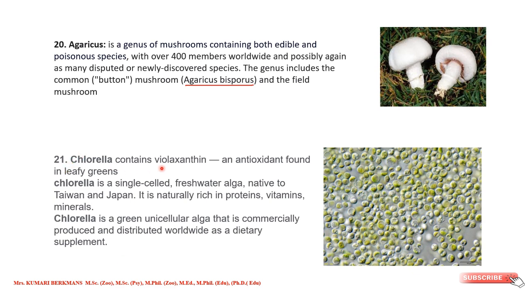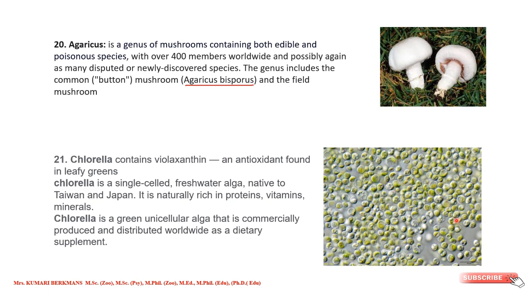Chlorella contains violaxanthin. What is violaxanthin? It is an antioxidant found in leafy greens. Chlorella is an algae, a single-celled freshwater algae native to Taiwan and Japan. It is a single cell, and it is rich in proteins, vitamins and minerals.